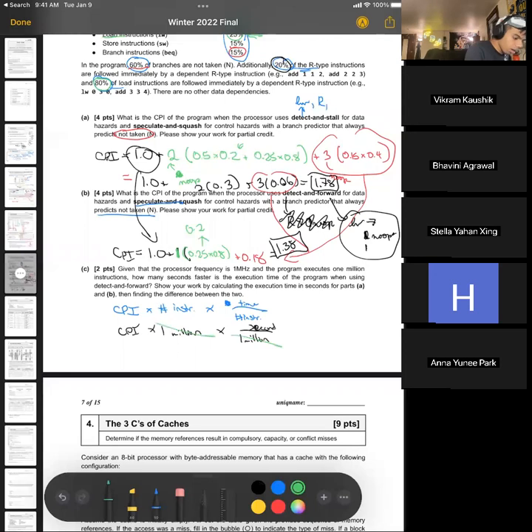So on our first processor, we had a CPI of 1.78, so it's going to take 1.78 seconds on processor A, and on processor B, we calculated 1.38, so it's going to take 1.38 seconds. And then it's asking us essentially to find the difference between the two, and we can just subtract them, and we get 0.4 seconds. I think that's the entirety of this question.